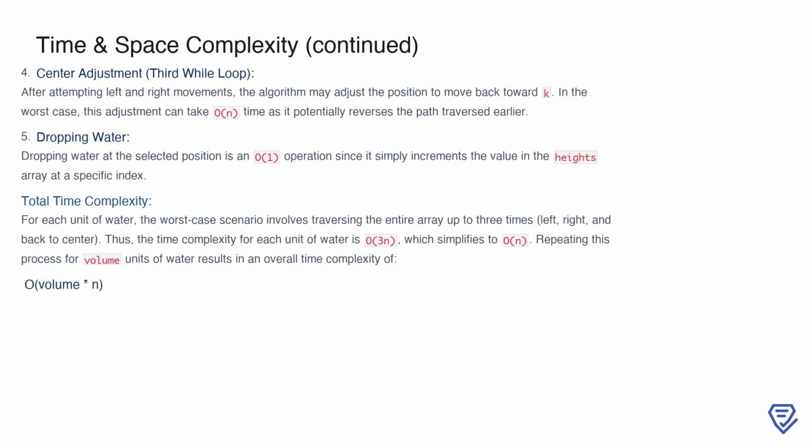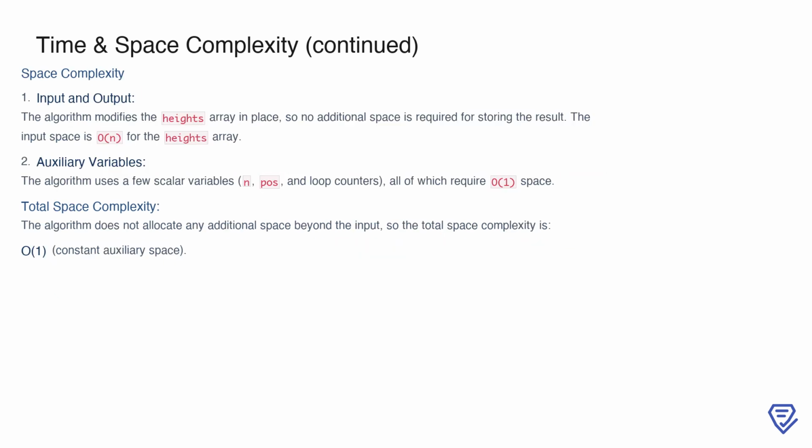Now, if we consider the worst-case scenario for a single unit of water, the algorithm may traverse the entire array up to 3 times, once for left, once for right, and once for the center adjustment. This gives a time complexity of O(3n), which simplifies to O(n) for each unit of water. Since the outer loop repeats this process for all volume units of water, the overall time complexity becomes O(volume * n). The space complexity of this algorithm is straightforward.